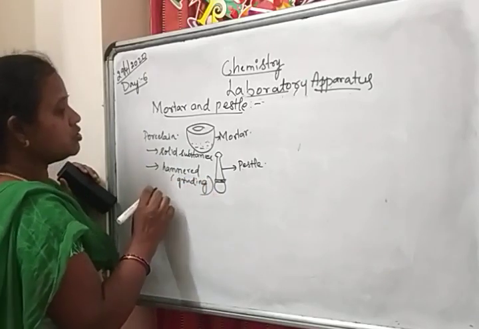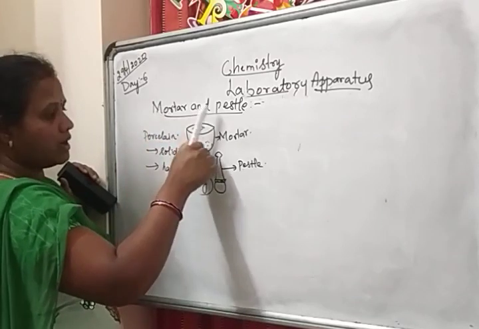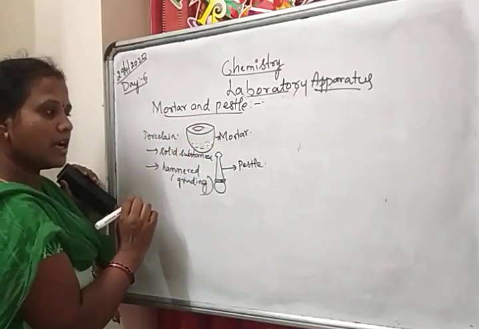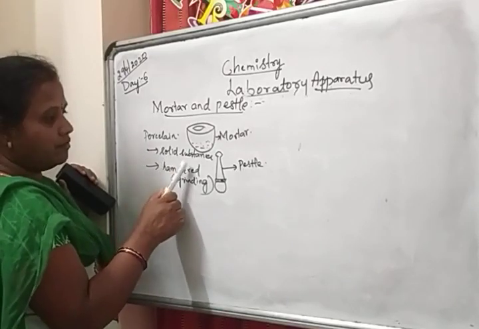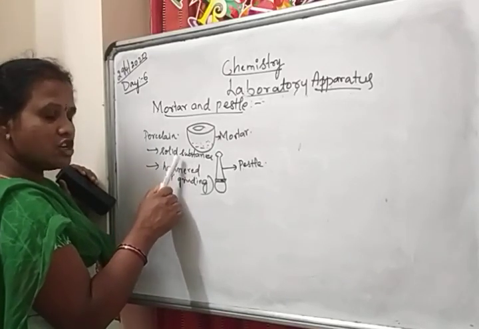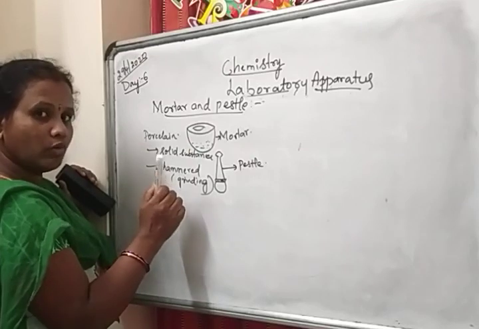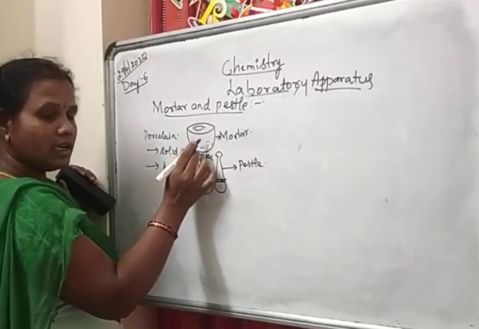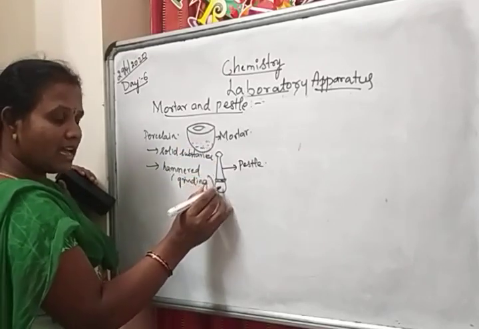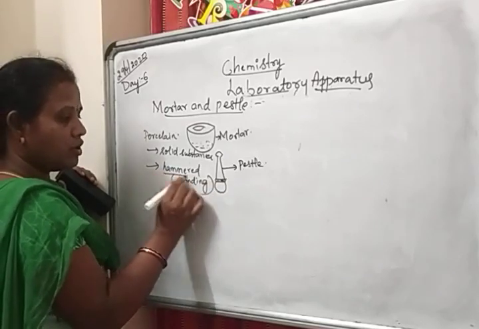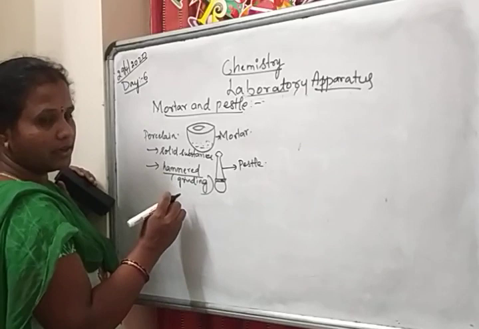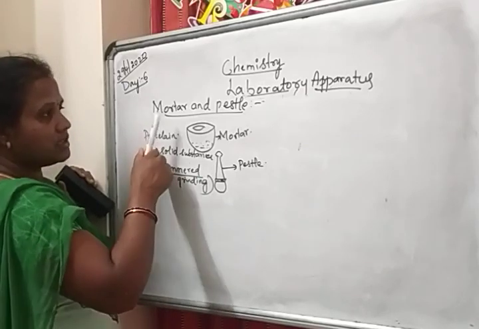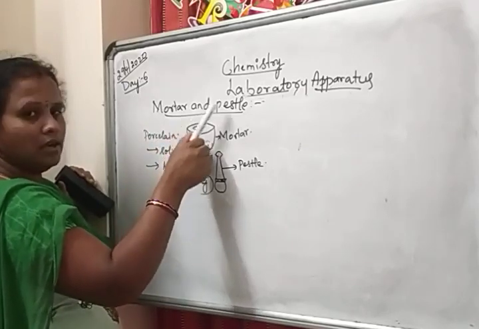So this is the use of mortar and pestle. What is the use of mortar and pestle? The solid substances in the chemistry lab, when they should be converted into a powdered form, are taken in the mortar, and with the help of the pestle they are gently hammered. That is, small grinding takes place, and this is the use of mortar and pestle.